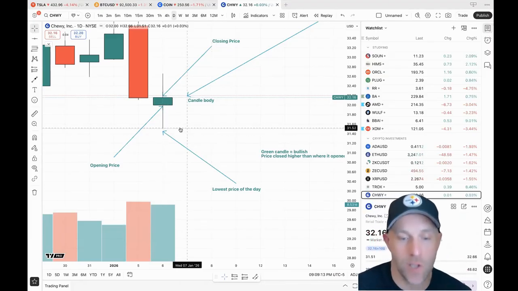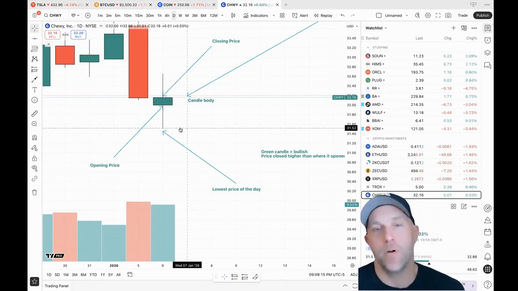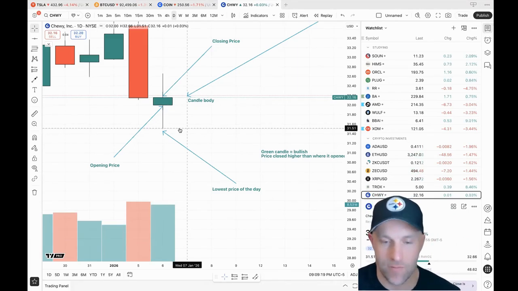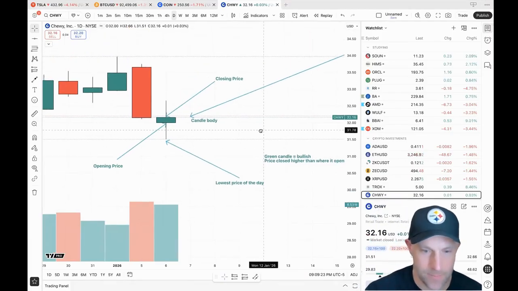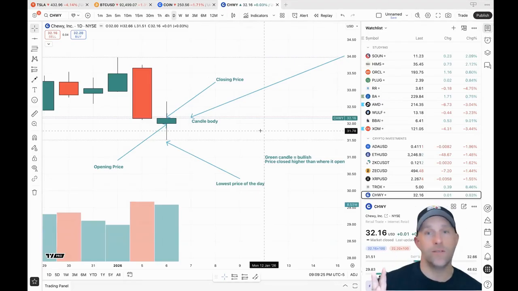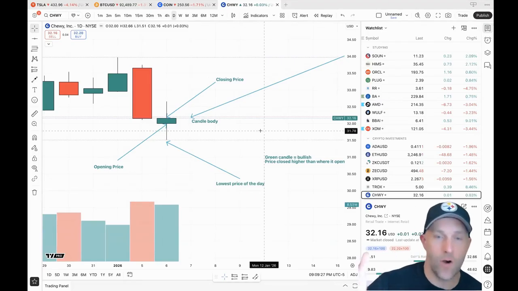So this was the lowest price of the day, but the bears could not hold that price at that level. Yes, the bulls stepped in. So now we have 3 data points from the candlestick chart. We have the open, the close, and we have the low of the day.